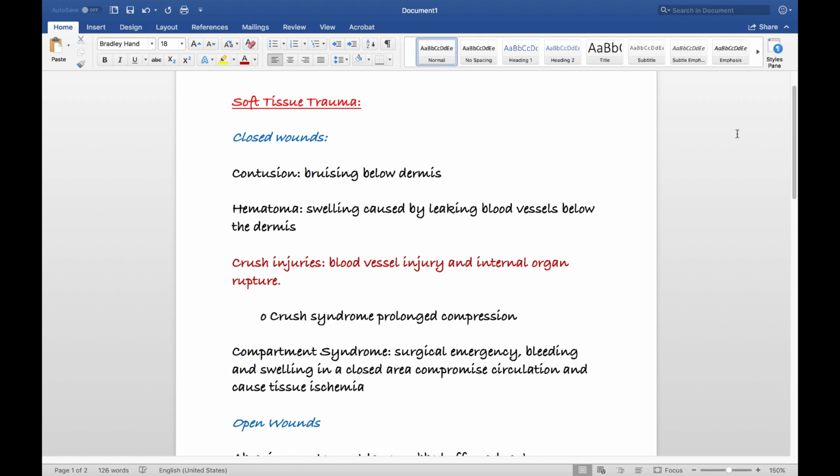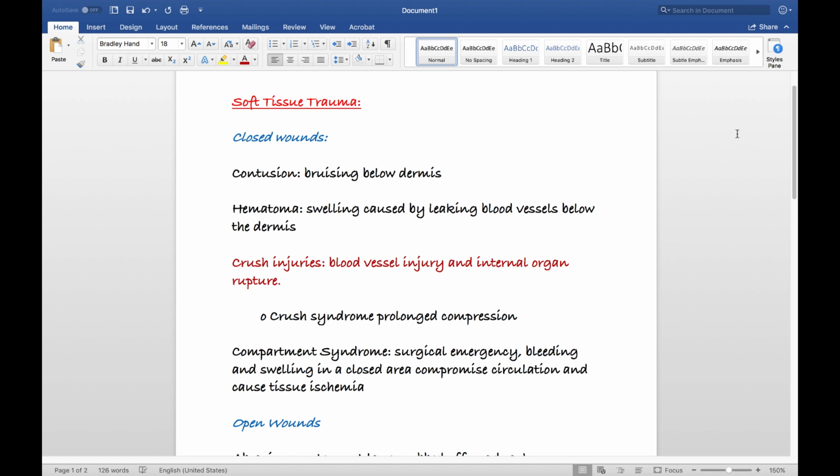Now, crush syndrome, you might have heard of that. That's that prolonged compression, right? Usually beyond like 4 hours, 6 hours, right? Can be life-threatening, guys, because then you get that compartment syndrome. This is really a true emergency, guys. Bleeding, that bleeding and swelling, it's in a closed area. It can compromise circulation and then end up causing tissue ischemia, all right?